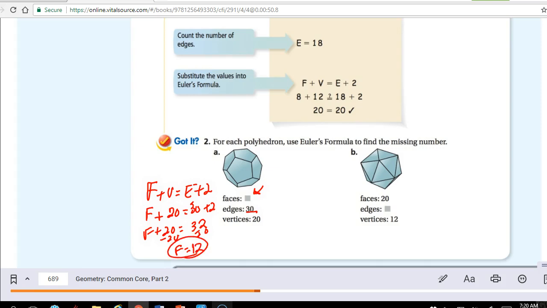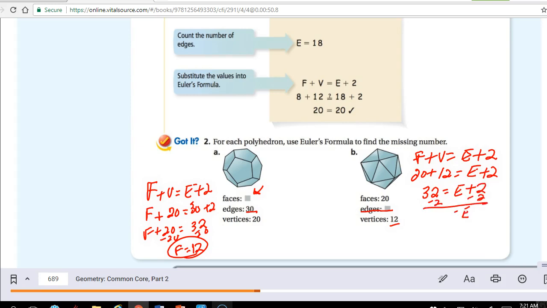Okay? Same way works here. Again, faces plus the vertices equals the edges plus 2. Now, again, this time I'm looking for the edges. So I've got the faces, I've got the vertices, so 20 plus 12 equals E plus 2, because edges is what I don't know. Again, that comes out to be 32, which is just coincidental, equals E plus 2. If I subtract the 2 from both sides, then the edges comes out to be 30.